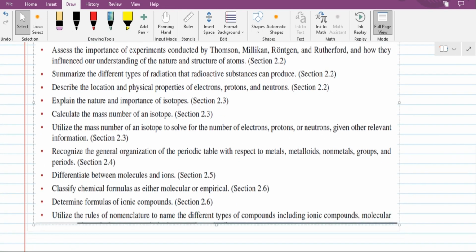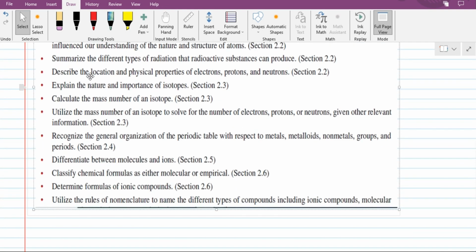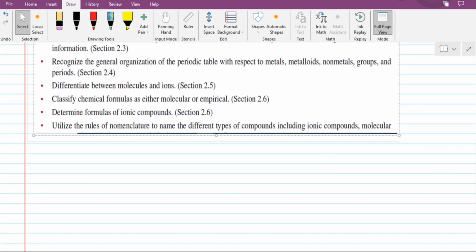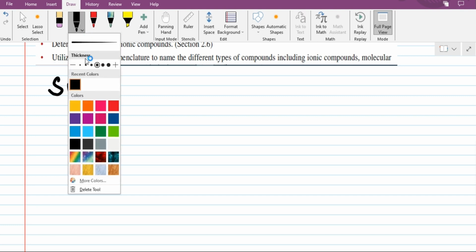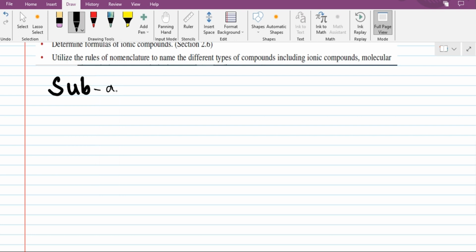Starting here, first of all we are going to describe the location and physical properties of electrons, protons and neutrons. And we learned in our class properly that these are called subatomic particles. These are called what? Subatomic particles. So what are subatomic particles?